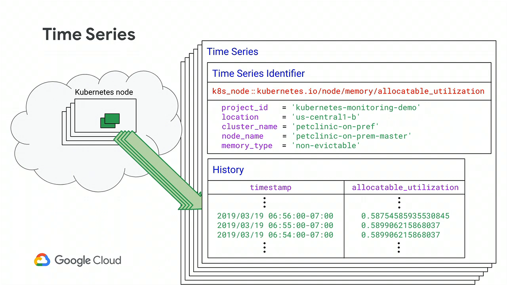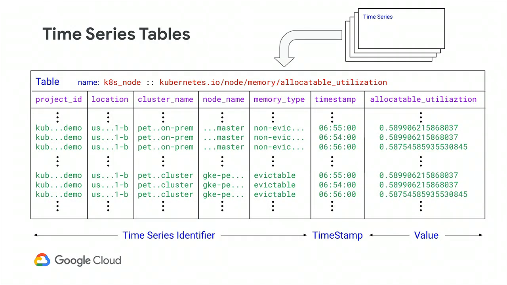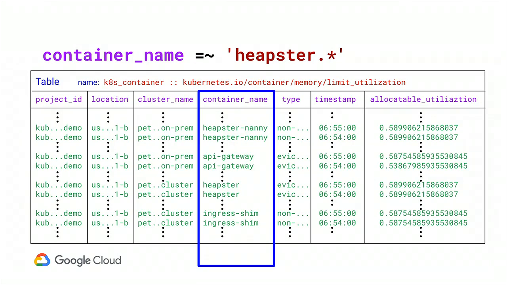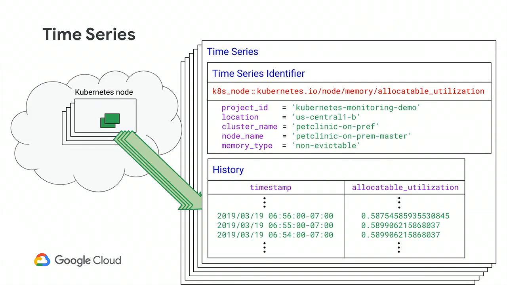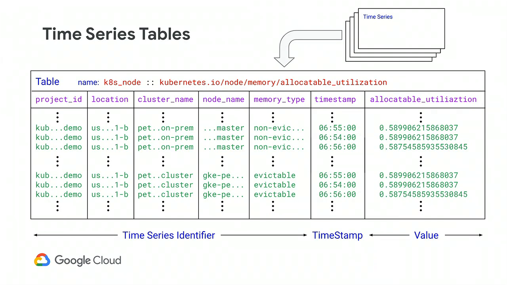Now, in order to make these time series accessible to queries, we gather them together in a time series table. This is a straightforward relational table. It has columns, one column for each of the time series identifier labels, a timestamp column, and a value column. So every row in this table represents one observation, and that observation's time is here and value there, and the time series it's part of is identified by these columns.